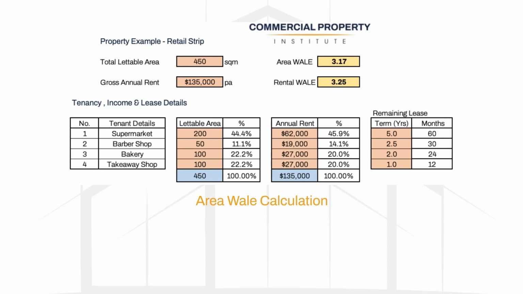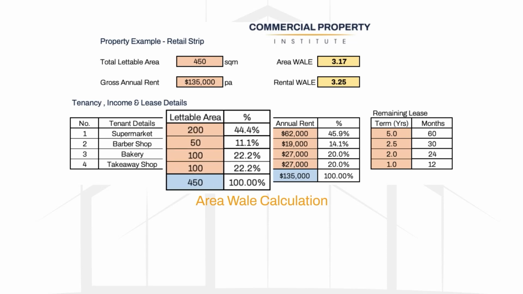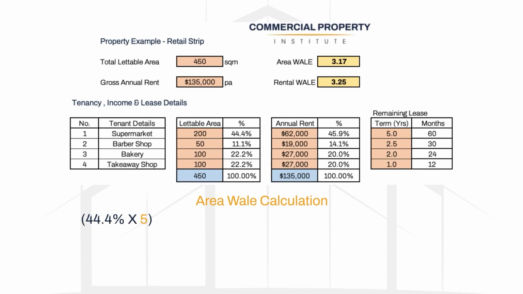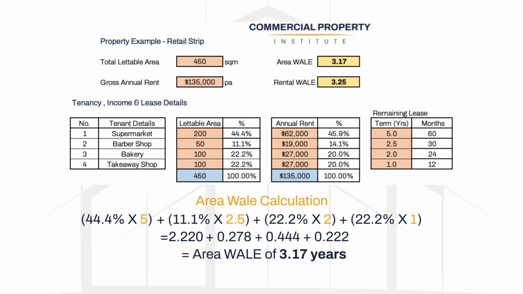The area WALE is calculated by multiplying each tenant's area percentage by the years remaining on their tenancy and adding the figures together. Looking at the calculator, we'll be using the percentage of lettable area. So tenant 1, the supermarket, has 44.4% of the lettable area and 5 years remaining on its lease. We would multiply 44.4% or 0.444 by 5 years and get 2.22. We would do this for all 4 tenancies and add it together. As you can see from the equation, the total area WALE is 3.17 years for all 4 tenants.